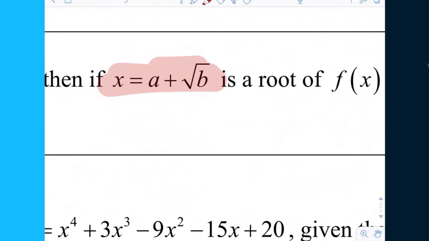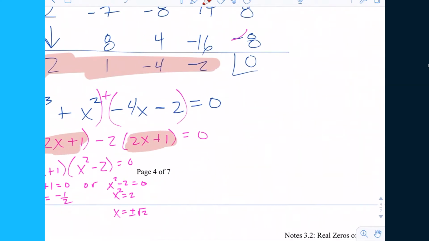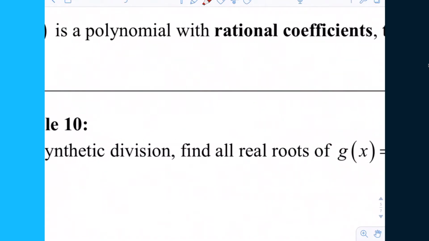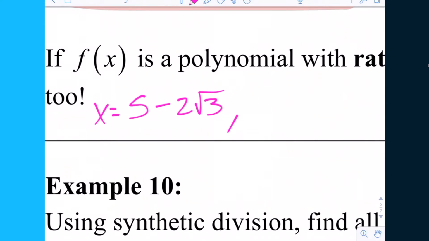The conjugate radical theorem or the radical conjugate theorem is built into the quadratic formula. And the reason it's there is because, as we just saw, when you extract square roots, you have to extract both plus or minus. So that's why it's in existence. Okay? So, por ejemplo, if 5 minus 2 square root of 3 is a root, then guess what must also be a root?